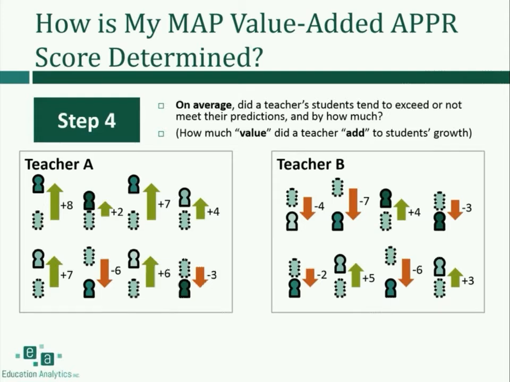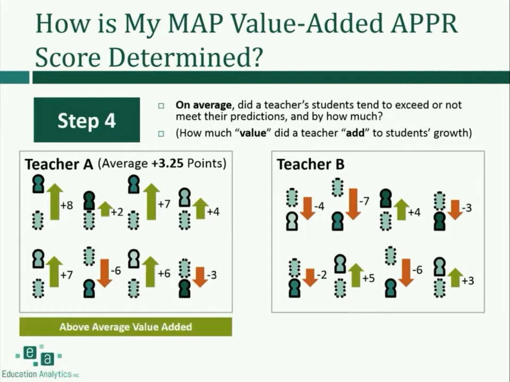And the orange arrows represent a student that did not meet the statistically predicted growth. In this case, on average, in that classroom for Teacher A, students tended to beat their predictions by a little over 3 points. What that tells us is that teacher had above average value added.